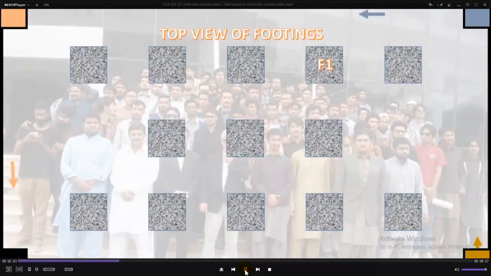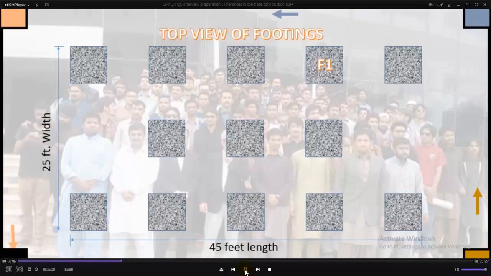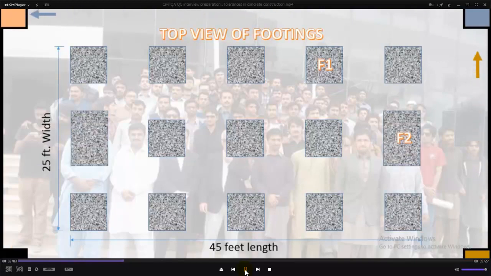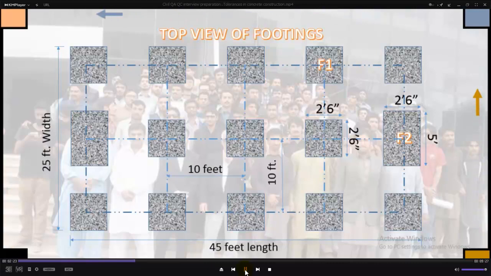For your understanding, I am going to present a simple building plan of 45 feet by 25 feet, in which we have two sizes of footings, F1 and F2. The size of footing F1 is 2 feet 6 inches by 2 feet 6 inches and the size of F2 is 5 feet by 2 feet 6 inches. The center to center distance between the footings is 10 feet.